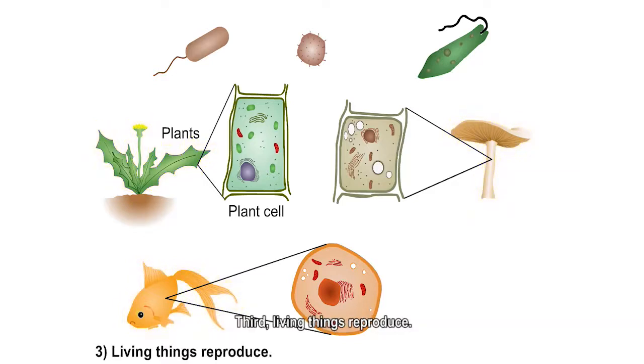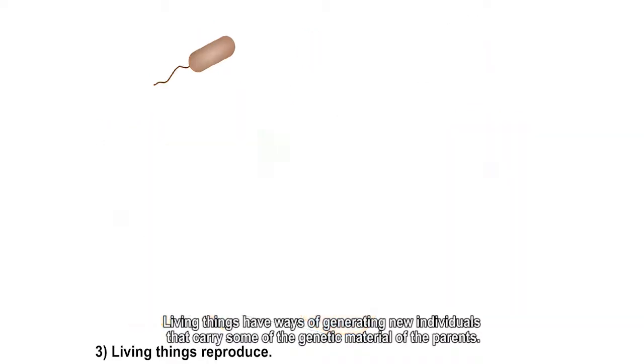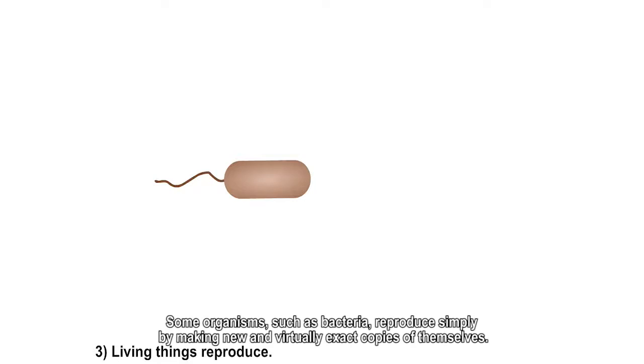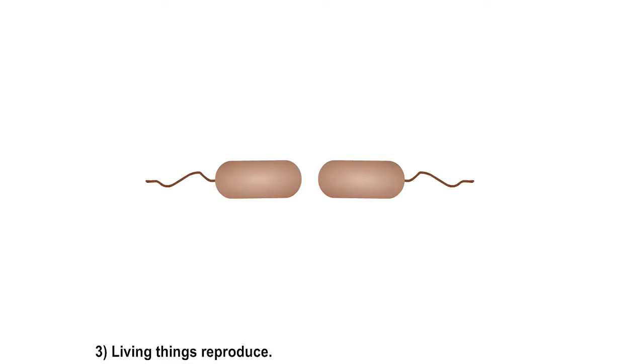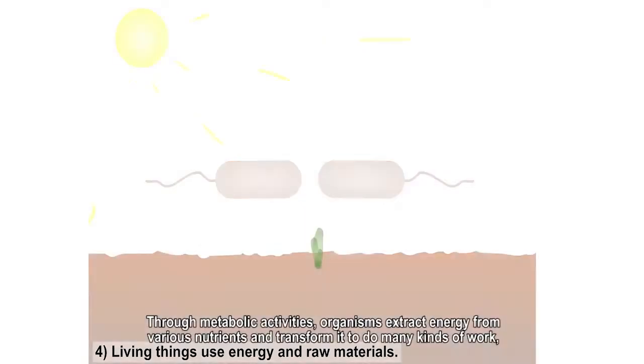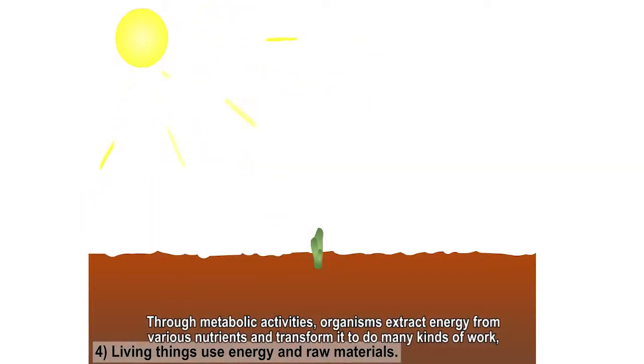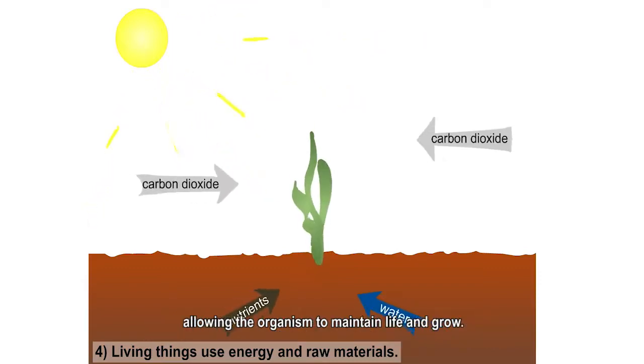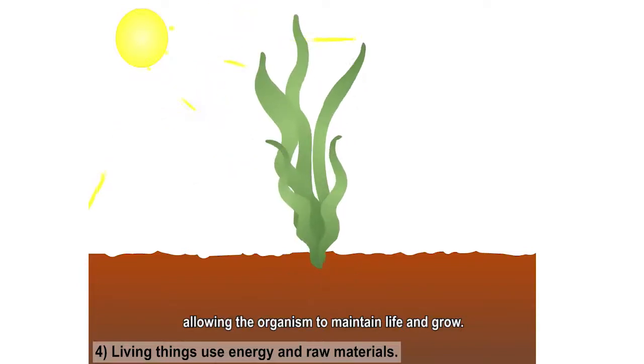Third, living things reproduce. Living things have ways of generating new individuals that carry some of the genetic material of the parents. Some organisms, such as bacteria, reproduce simply by making new and virtually exact copies of themselves. Fourth, living things use energy and raw materials. Through metabolic activities, organisms extract energy from various nutrients and transform it to do many kinds of work, allowing the organism to maintain life and grow.